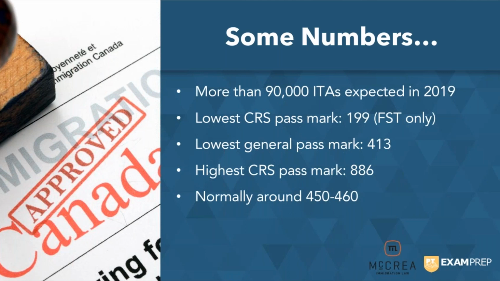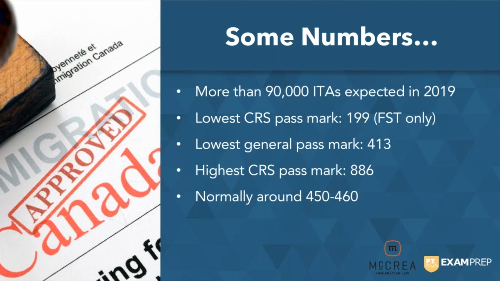The highest pass mark ever was 886. That was clearly targeted at people with provincial nominations because nobody else could score that high. Most of the pass marks have been around 450 to 460. There have been some as low as 440 and some as high as 480, but that's the general range.